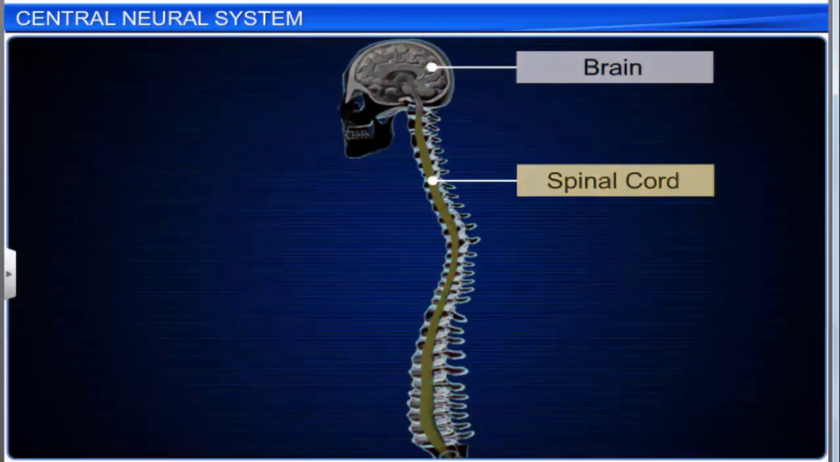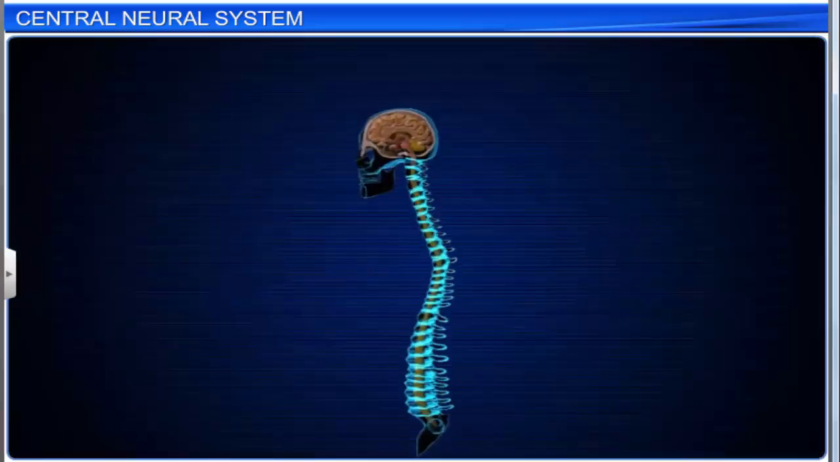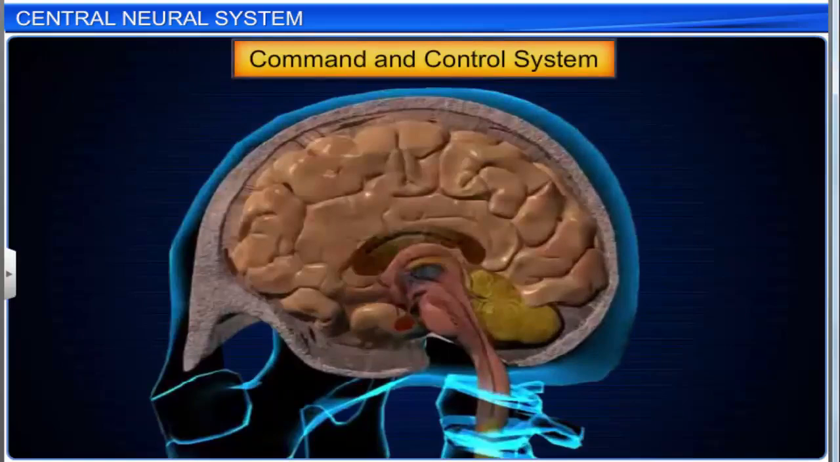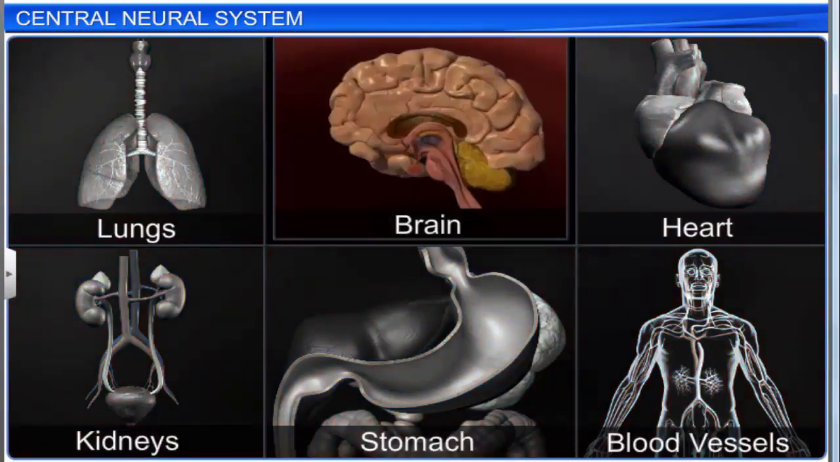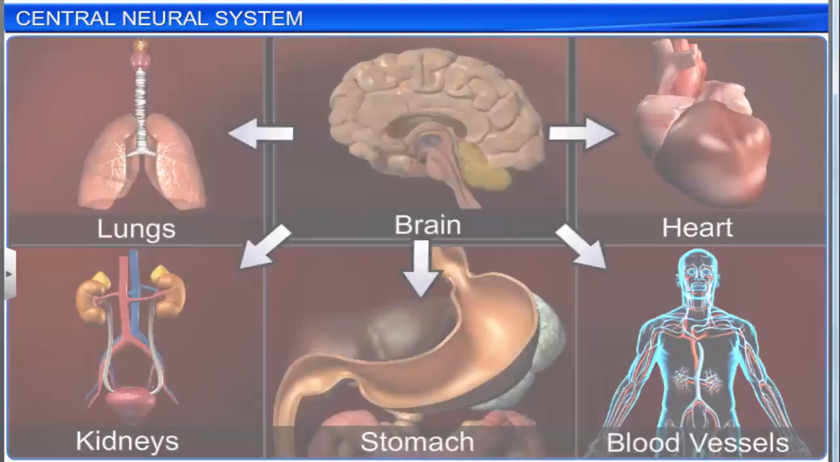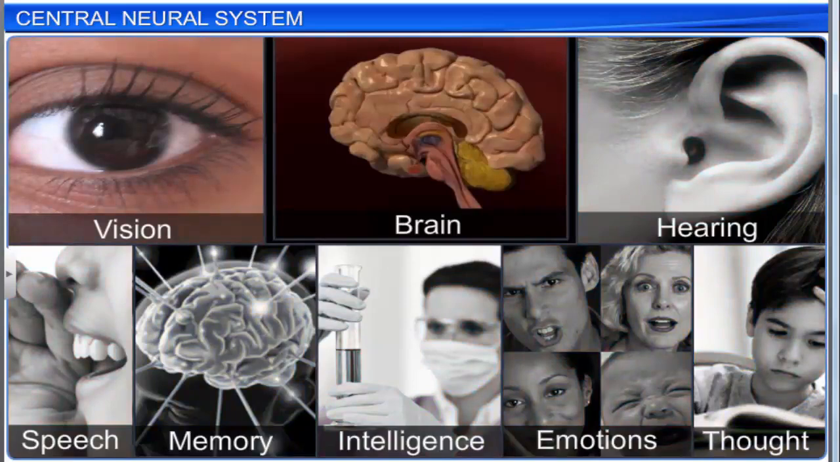The brain and spinal cord are collectively known as the central neural system. However, it does not include muscles and nerves, which arise from the spinal cord and innervate the body. The brain is the central information processing organ of our body, and it acts as the command and control system. It controls voluntary movement as well as the involuntary movement of organs such as the lungs, heart, kidneys, stomach, blood vessels. It also controls the processes of vision, hearing, speech, memory, intelligence, emotions, and thought.